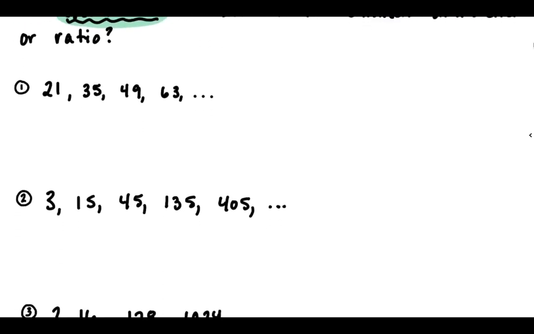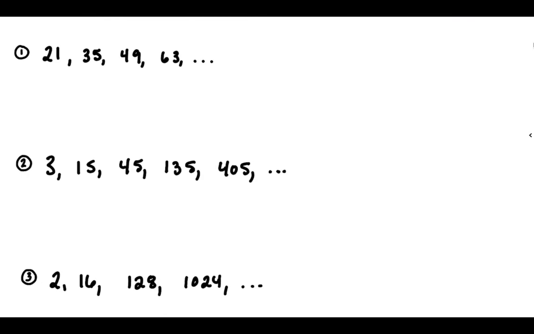Okay, so let's look at an example. We've got a sequence, 21, 35, I started this video over because there was a typo and then I forgot to fix it. Okay, scratch that. So going back to number 1, our sequence is 21, 35, 49, 63.